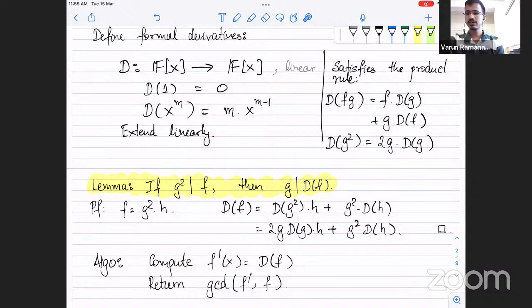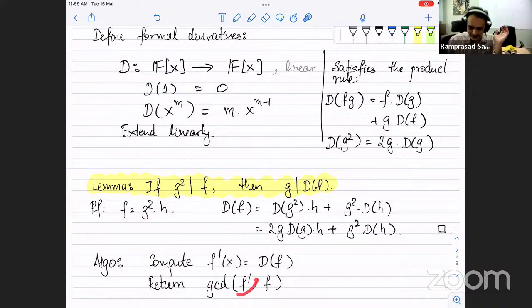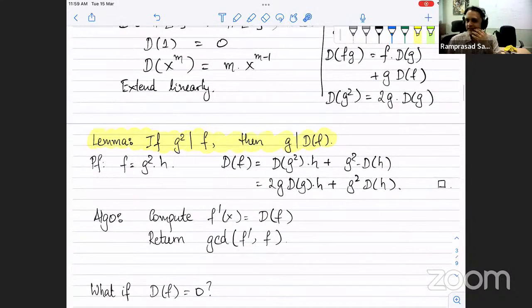No, the GCD has to divide f, right? And it also has to divide f prime. So is it possible that a degree d polynomial divides a potentially degree d minus 1 polynomial? There is only one case in which that can happen, which is if this polynomial happens to be 0. A 0 degree polynomial, yeah.